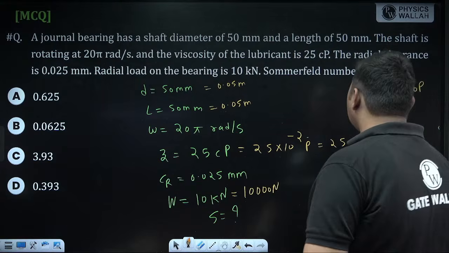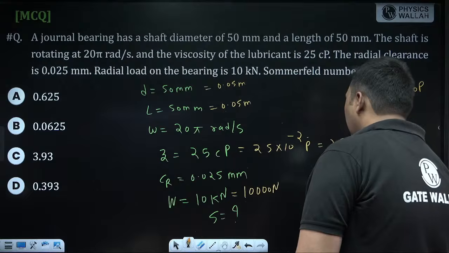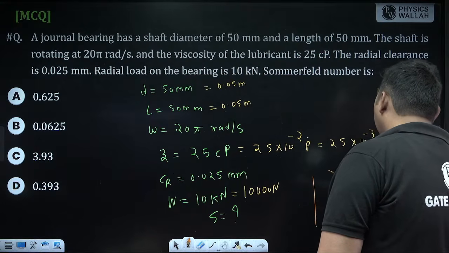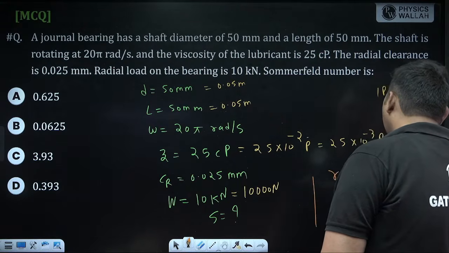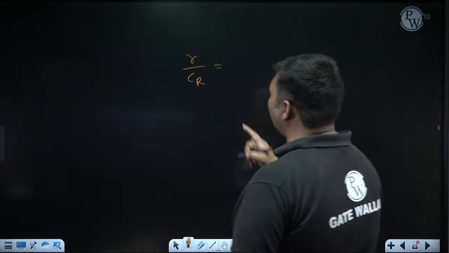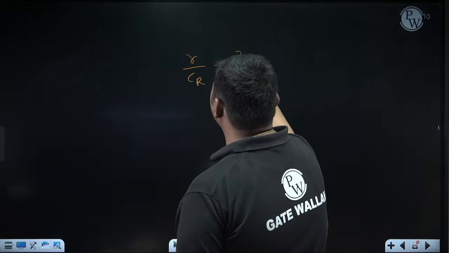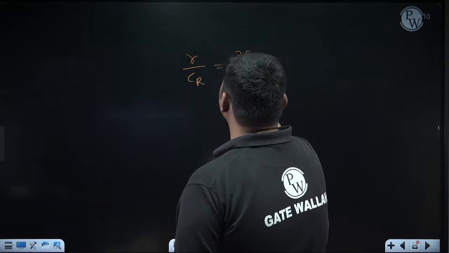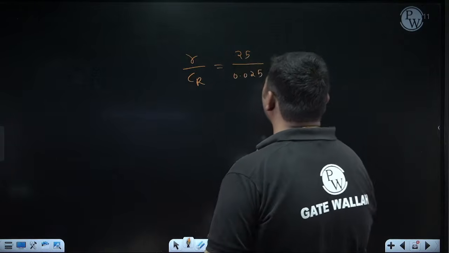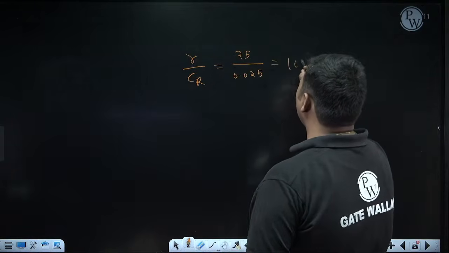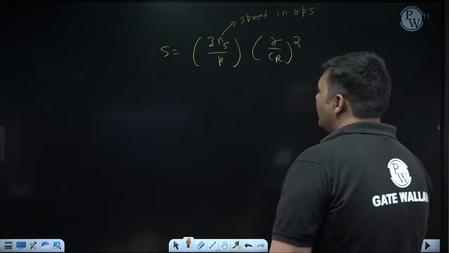Now what is the small r? Small r is the radius of the shaft. It will be small d by 2. Small d is 50 mm, so 50 by 2 is 25 mm. So I am putting both in mm, because it is a unitless ratio. So 25 mm small r, CR is 0.025 mm, or put both in meter. So how much is it coming? 1000.